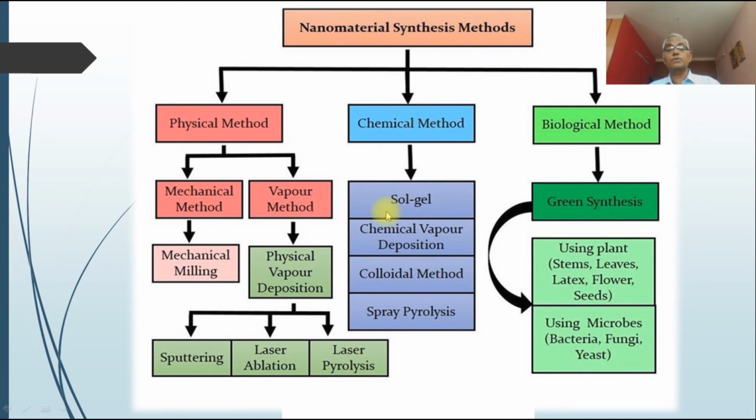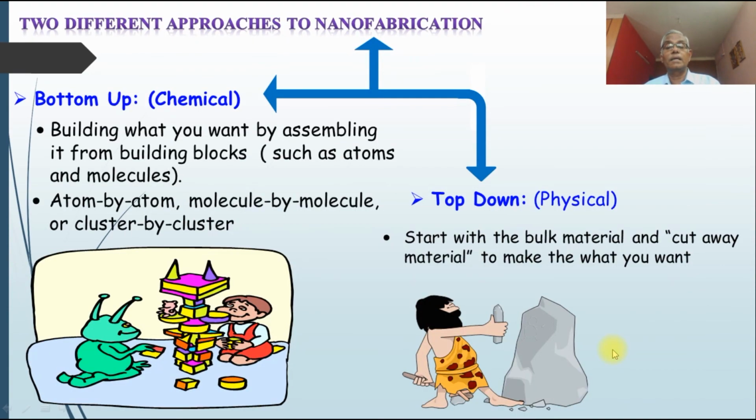In chemical methods, there are sol gel or sol gel autocombustion, wet chemical method, spray pyrolysis, colloidal method, and chemical vapor deposition also. In the green synthesis method, we can make use of some part of the plant, such as stem, leaves, latex, flower, seeds, or some kind of bacteria, fungi or yeast, which can also be used for the synthesis of the material. Now there are two approaches that people have observed till date.